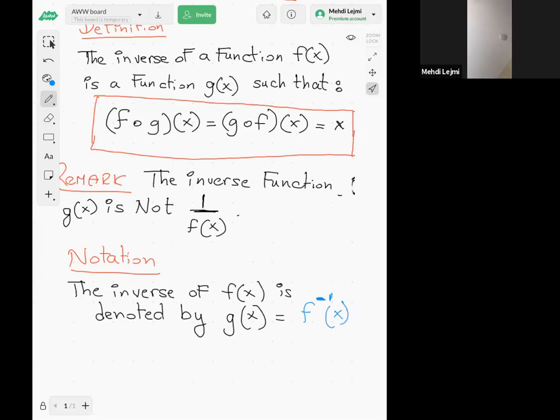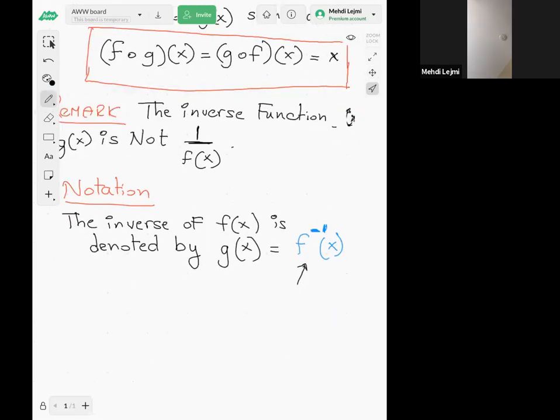So when you see f to the power -1, that means it's the inverse of f. So this is f inverse, right? F inverse. Right. So let me just do an example.